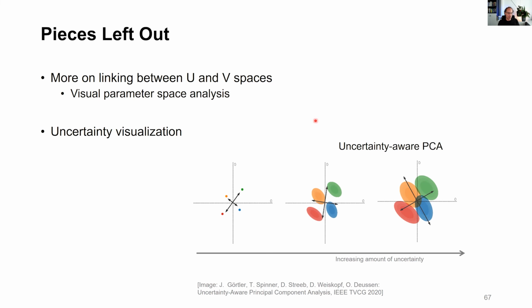But just as an outlook, here's a typical example of a technique that is useful for multidimensional data analysis and that can be made aware of uncertainty. So this is an uncertainty-aware version of PCA. If you have completely certain data values like these points, you might get these axes from the PCA. If you now include some additional uncertainty in the data points, they get bigger and bigger.